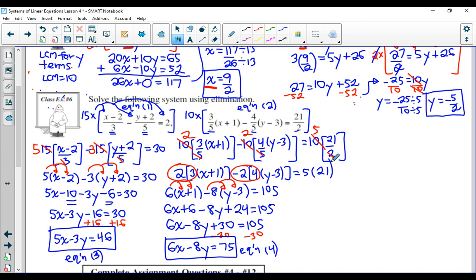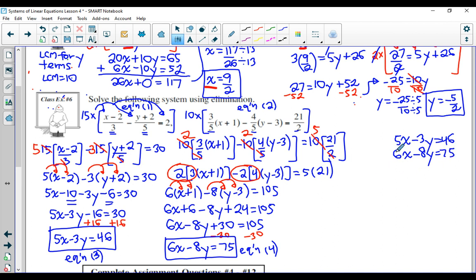Okay, now I'm going to stack the two equations, and we're going to solve, well, let's stack them to begin with. Okay, so let's do it over here. So we have 5x minus 3y is equal to 46. And then we have 6x minus 8y is equal to 75.